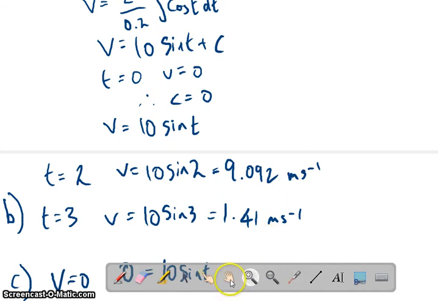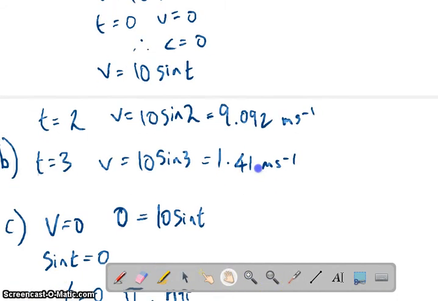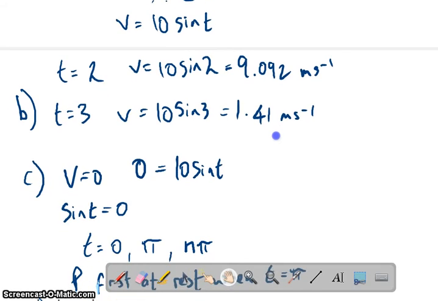Second part of the question, part B, asks for the speed when t is equal to 3. Well, this is a very easy step, seeing as we've already got an expression for the velocity, so we just put our new time in. 10 sine 3 gives us 1.41 meters per second.